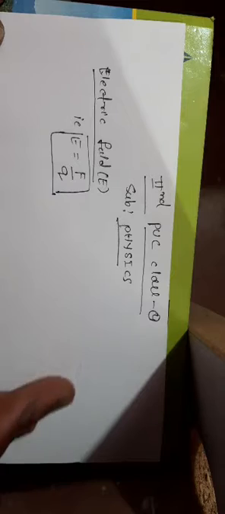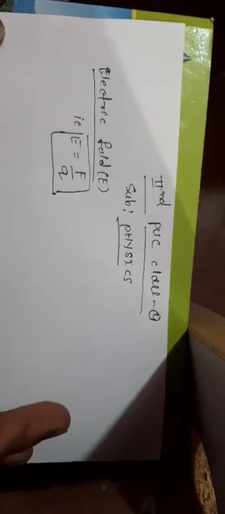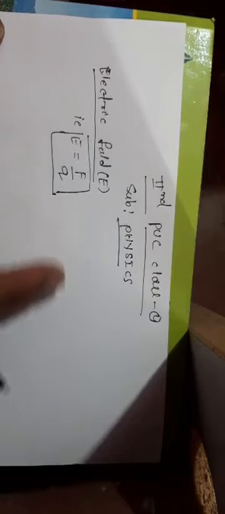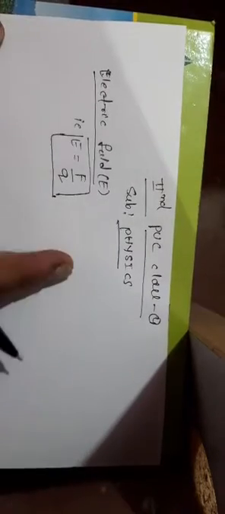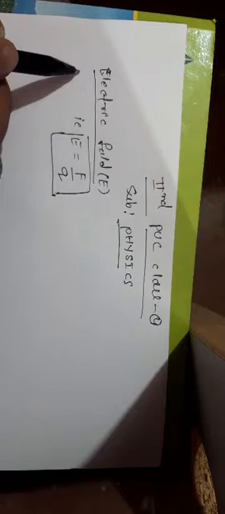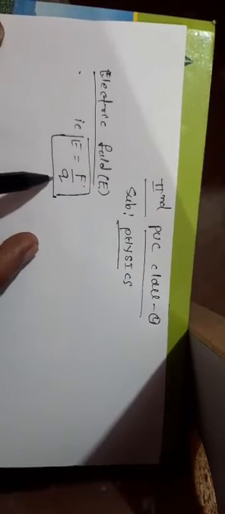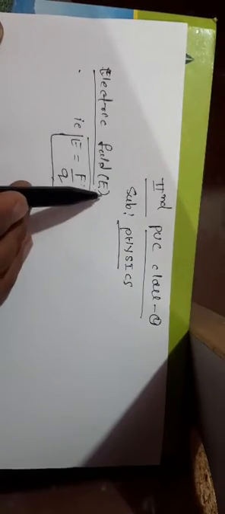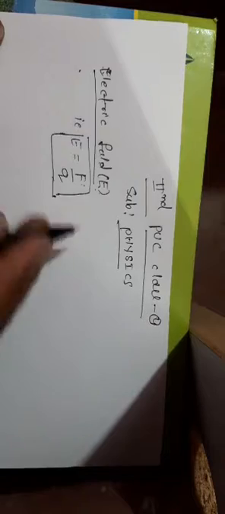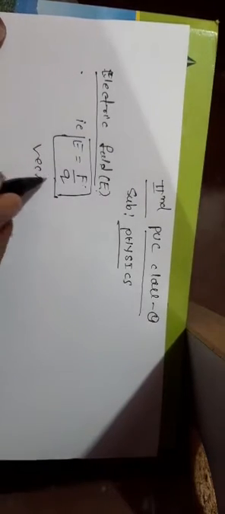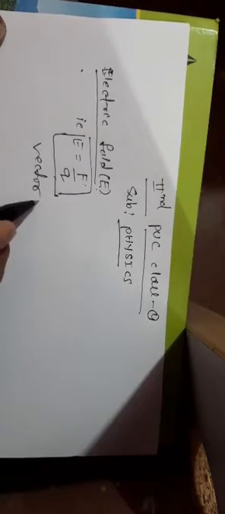One more statement: the electric field is a region in which the electric effect can be observed. The electric field is defined as the force acting on a unit positive charge. It is represented by the symbol capital E. The electric field is a vector quantity.